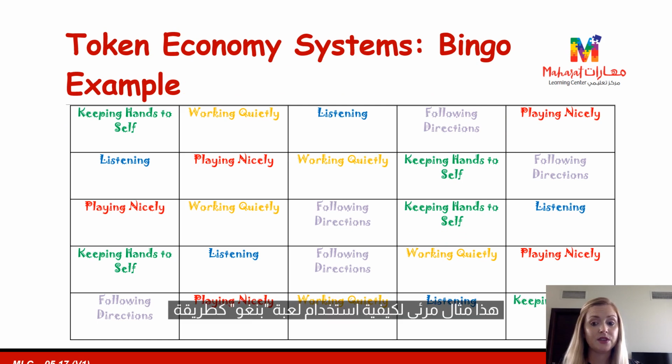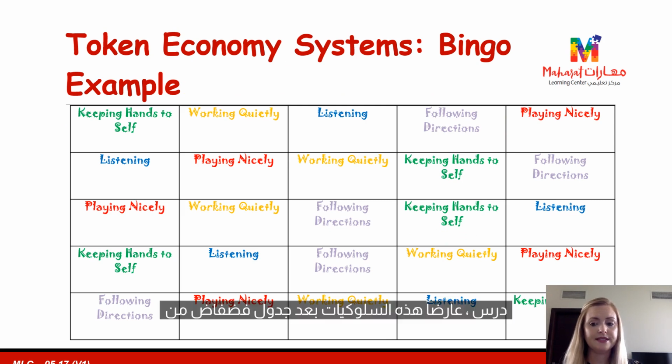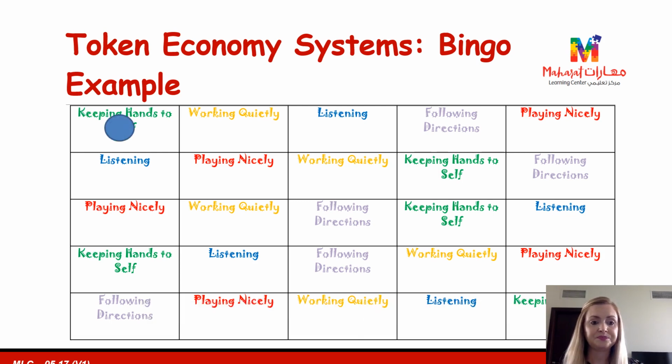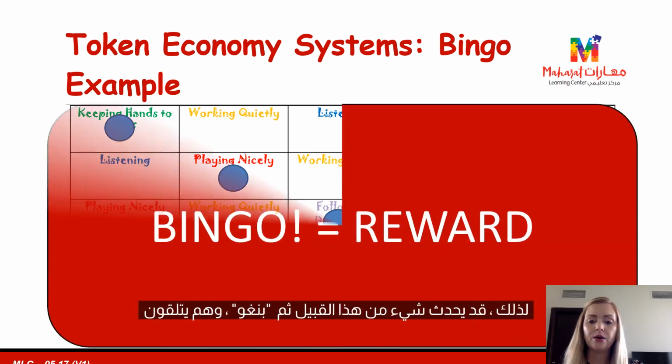This is a visual example of how you could use a bingo game as a token economy in the classroom. You would catch them throughout the lesson exhibiting these behaviors following a loose schedule of reinforcement, or you can use a specific schedule of reinforcement and require the students or group of students to go for a certain period of time exhibiting the behaviors and then deliver a token when they have met their requirement. So it may go something like this, and then bingo, and they receive their prize.